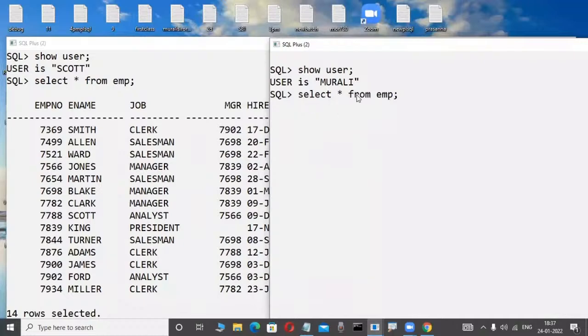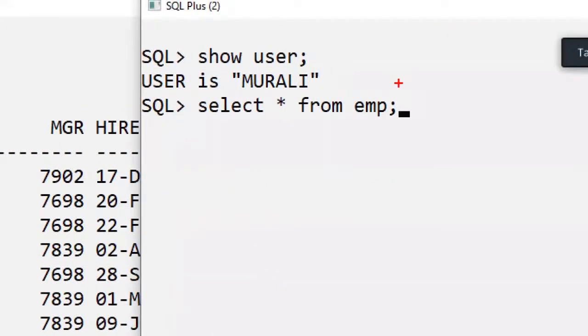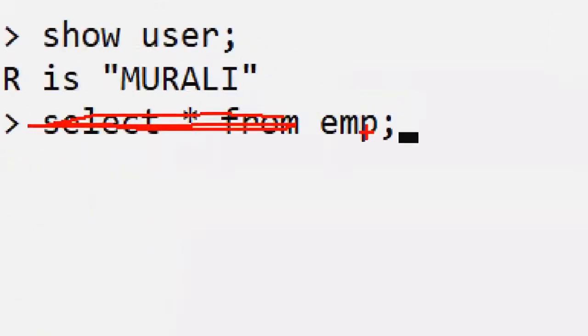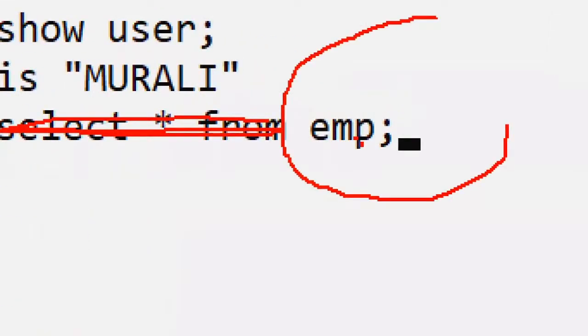In the Murali user, this table is not there, but he is typing some command only. Don't worry, this is an SQL command feature: select star from table name EMP. Murali user is typing only. Possible or not possible? Now, in the Murali user, is the Scott user table visible or not visible? Is the Murali user allowed to access the Scott user table? Logically observe here, possible or not possible?